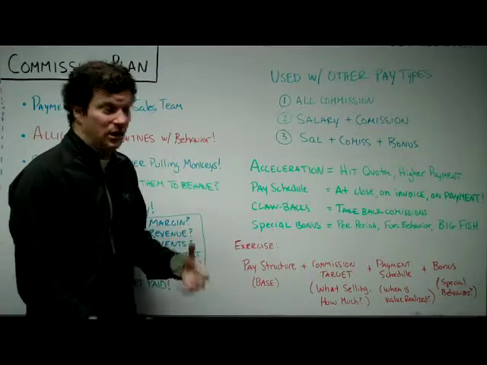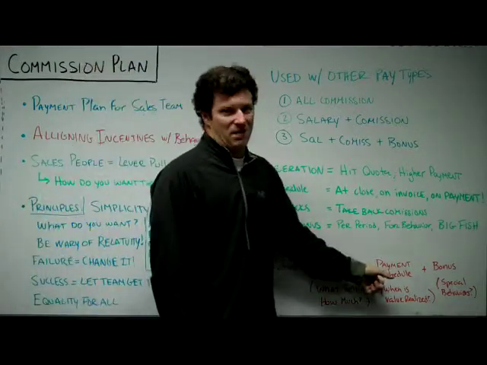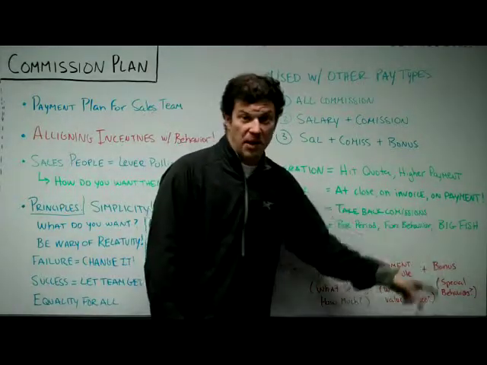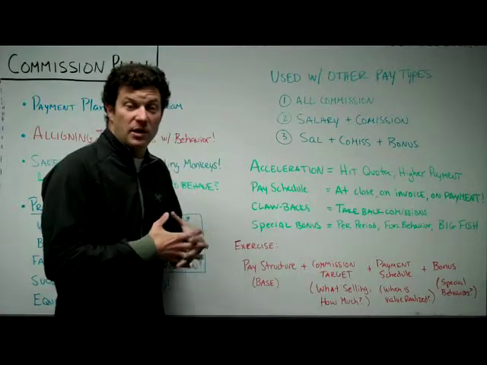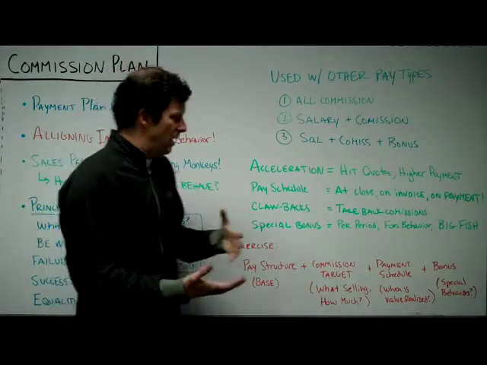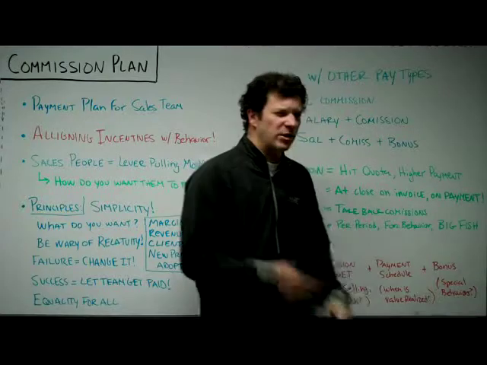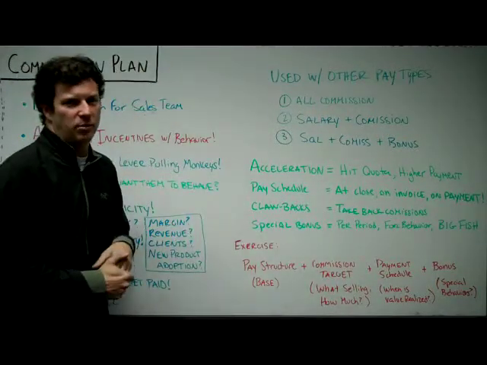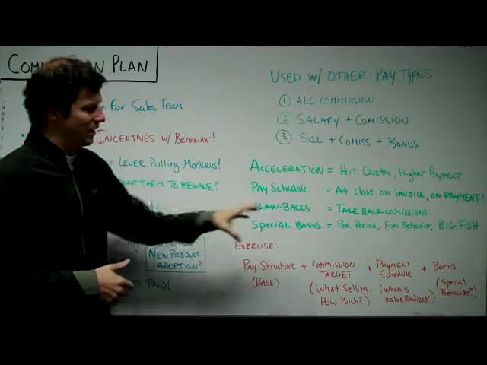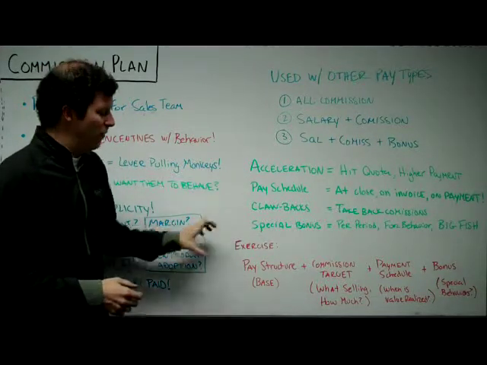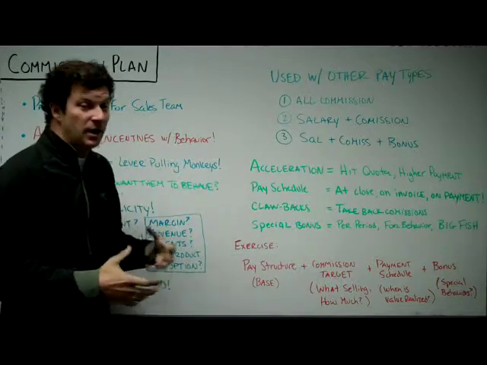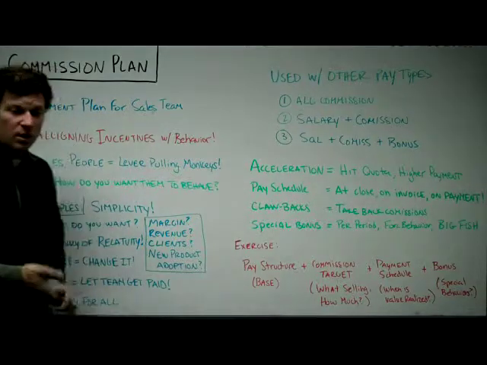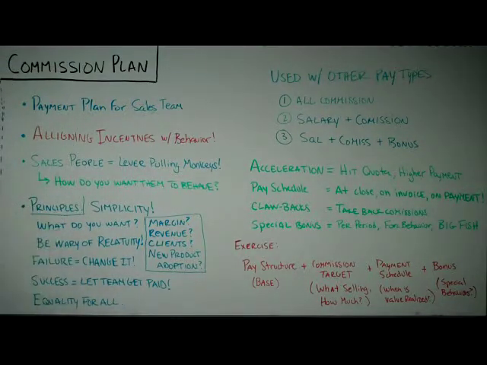Is there acceleration? Then say, how am I going to pay commissions? Which pay schedule: at close, on invoice, at payment? So set up when the commission actually gets paid. And then think about bonuses. What special behaviors do I want to incent? Is there something in particular that sticks out in my head as being really important? That's actually a decent exercise to go through in your brain. If you really think about those questions and answer each one, you're about 80% of the way to having your commission plan built. So, really important, commission plans incent behaviors.